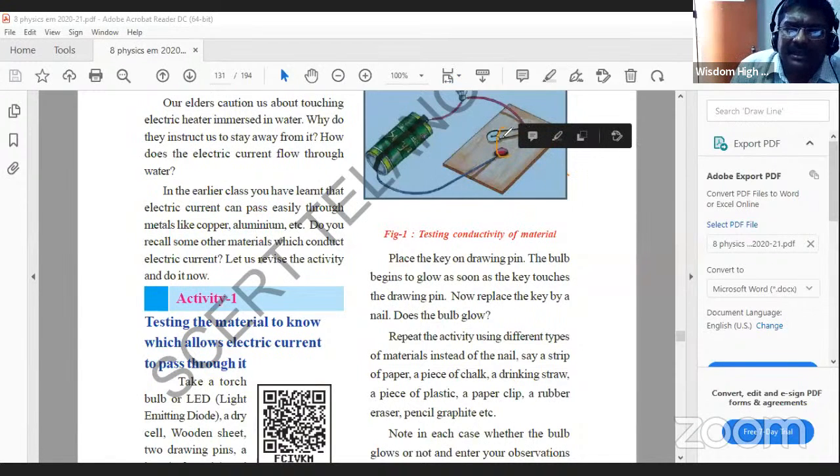You may insert, in between the path of this, in the place of the safety pin, a paper strip, a piece of chalk, and a drinking straw, and observe whether the bulb glows or not. You may also insert an eraser, pencil, dropper pipe. Particularly here, a piece of paper, a piece of chalk, a drinking straw, a piece of plastic, and a rubber eraser.